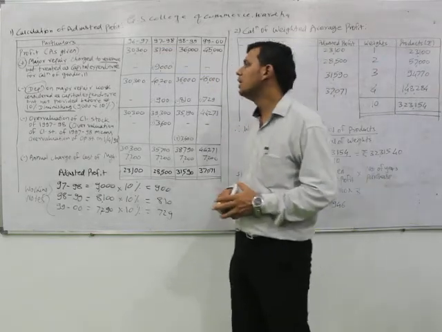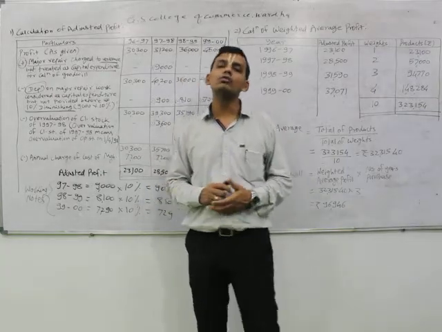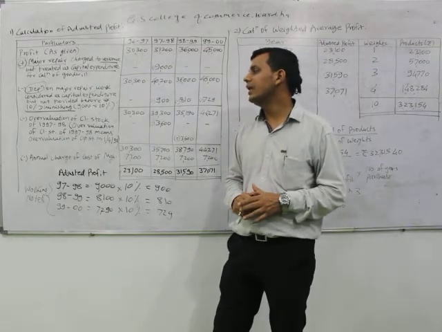Now moving to the second adjustment that was given: there was an overvaluation of the closing stock in the year 97-98.